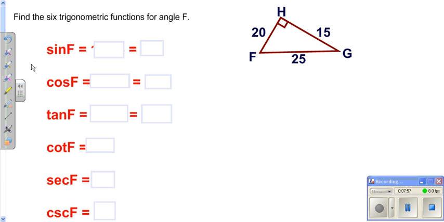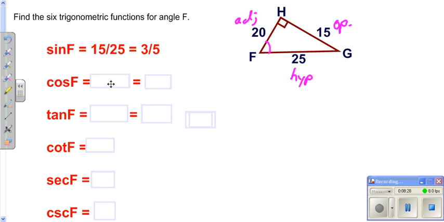Let's take a look at the six trigonometric functions of angle F. Here's angle F. Based on that, this one right here, opposite your right angle, is still your hypotenuse. Opposite of angle F is your opposite side, and then the side next to it is your adjacent side. So let's go ahead and do our sine. Sine of angle F is our opposite of 15 over our hypotenuse of 25, and then that does reduce down.